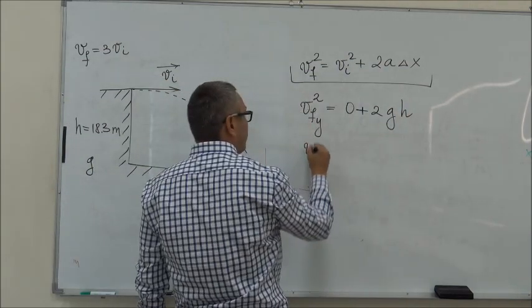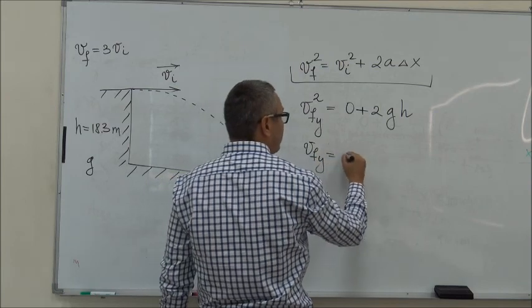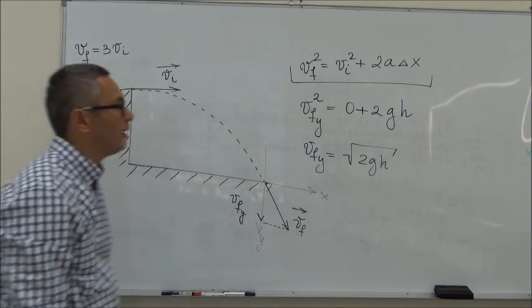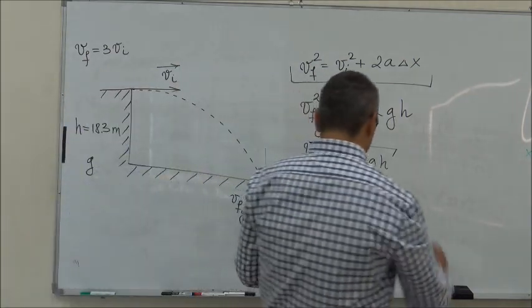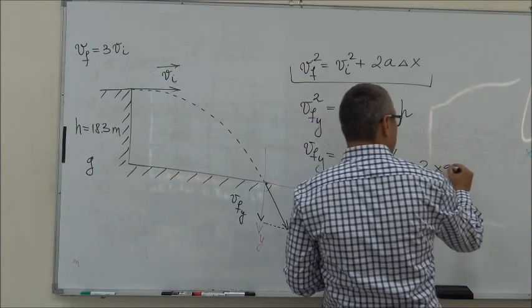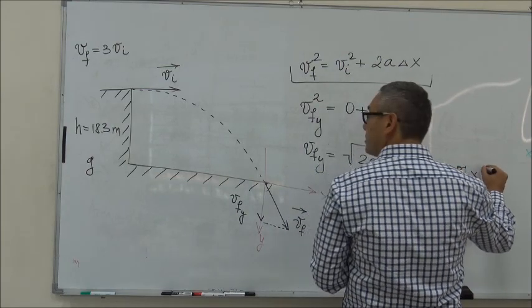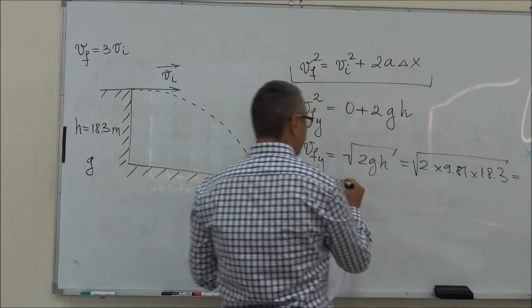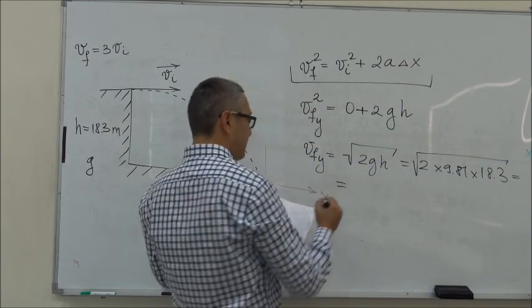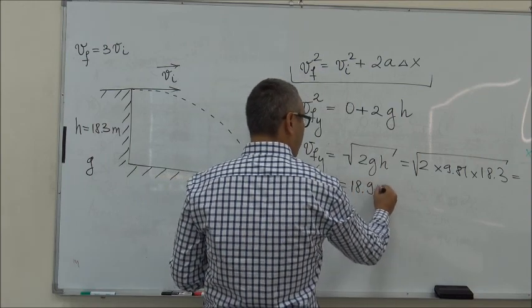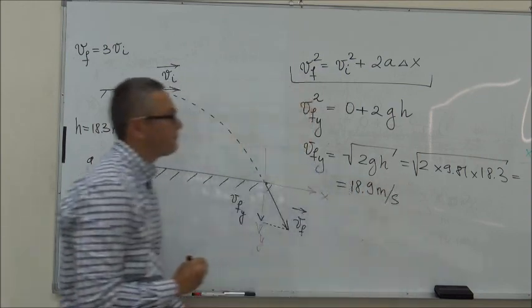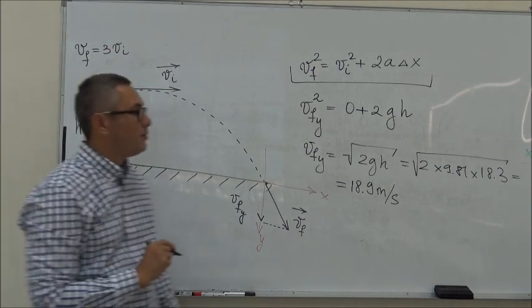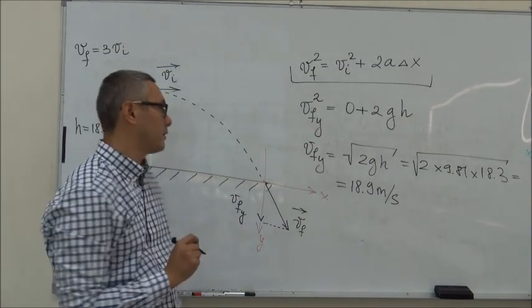So you can say that V final y is equal to simply the square root of 2gh. If you calculate this, this is the square root of 2 times 9.81 times 18.3, and this gives us 18.9 meters per second. So now we found the vertical component of the final velocity just before it hits the ground.